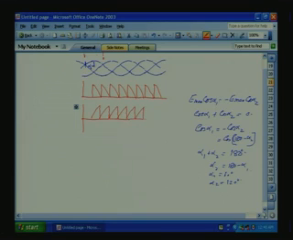Now, the output voltage will be E0 t, where this one is E alpha 1 and this is E alpha 2. So E0 t is equal to E alpha 1 plus E alpha 2 divided by 2.